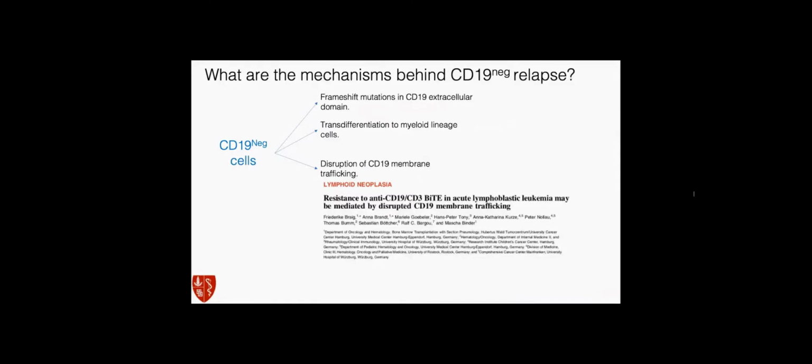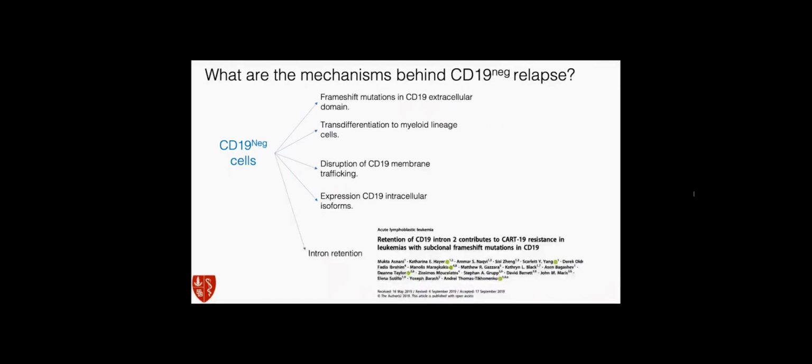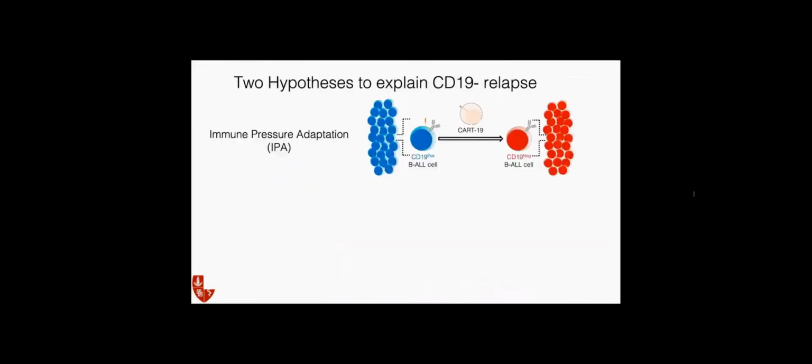There's been reports of disruption of CD19 trafficking to the membrane such that the protein gets stuck intracellularly, and this actually can be mediated through also a chaperone protein for CD19, which is CD81. And then there's also been a description of intracellular isoforms or splice isoforms of CD19 that, again, either make the protein not express the part of the protein that is recognized by the CAR T cell, or potentially that involves, again, localization within the cell. And this has been described in 2 different papers also with intron retention.